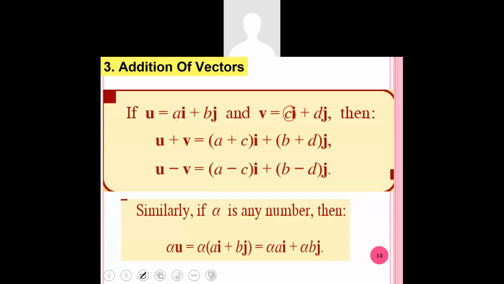Kalau yang berada di paksi X, or the i or the j, then it should be together, and those on the paksi Y should be together lah. Okay, kalau dia tambah, kalau dia tolak. This is basic algebra lah. Okay, and if there is alpha, which is any number, and you are going to multiply it into your vector, therefore you can put it out and then multiply it one by one into the equation. Okay.